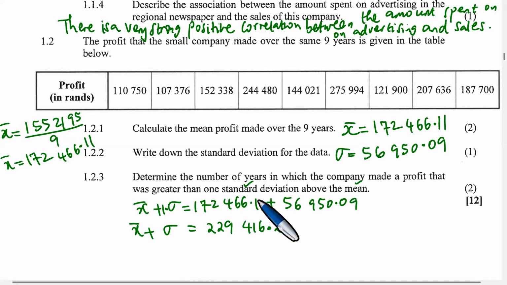Determine the number of years in which the company made a profit that was greater than 1 standard deviation from the mean. Greater than 1 standard deviation from the mean is greater than this. Which numbers are greater than 229 on the table? This one is less than that, it is 100 and something. This one is less than that.